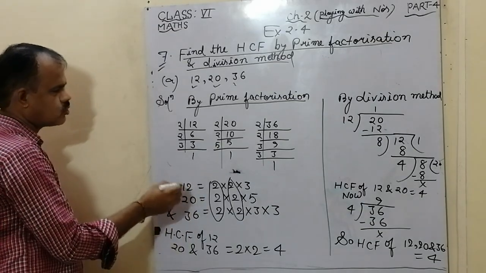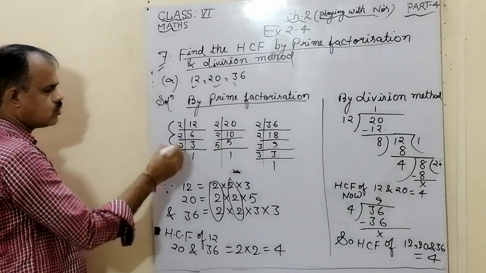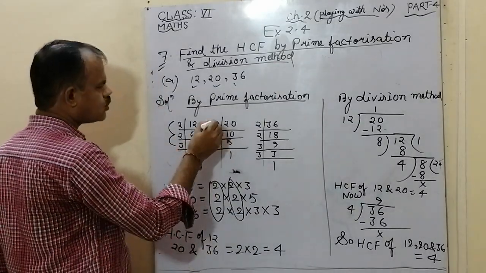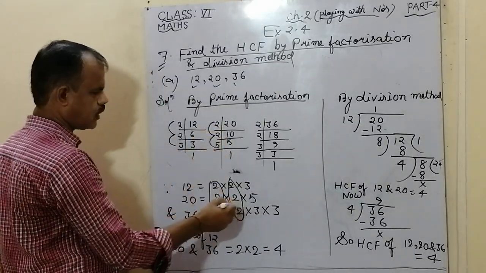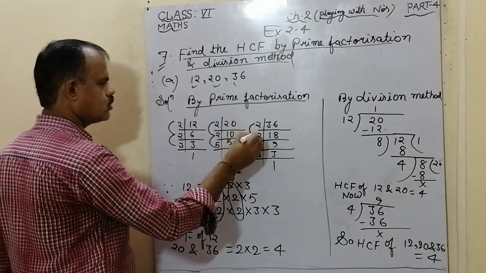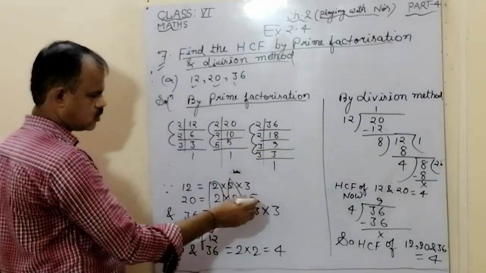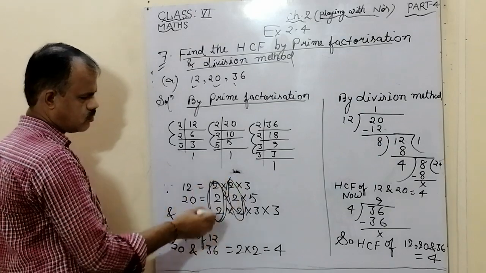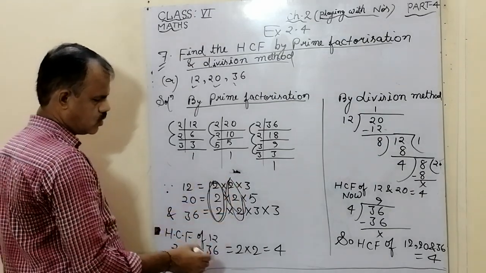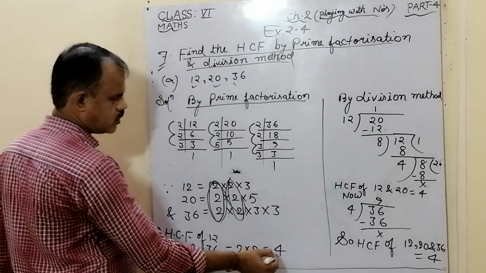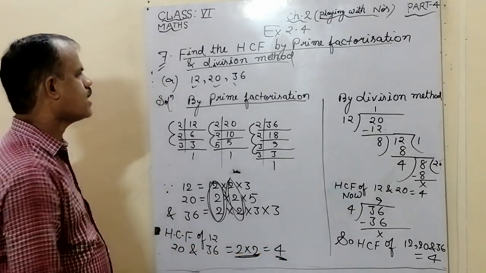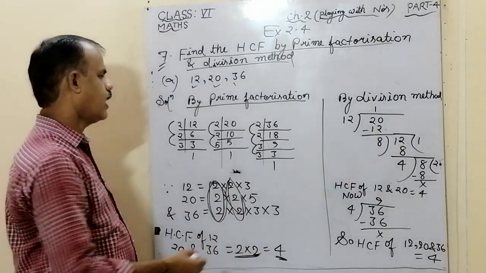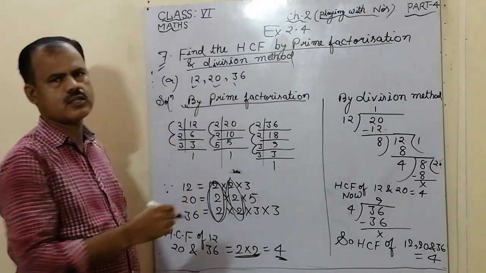So we can write 12 equals 2 into 2 into 3, 20 equals 2 into 2 into 5, and 36 equals 2 into 2 into 3 into 3. Here you see the common factor is 2, these 2 and these 2. So 2 into 2 is 4. So the HCF of 12, 20 and 36 is 4. And this is the prime factorization method.